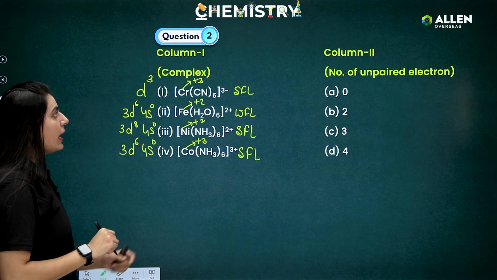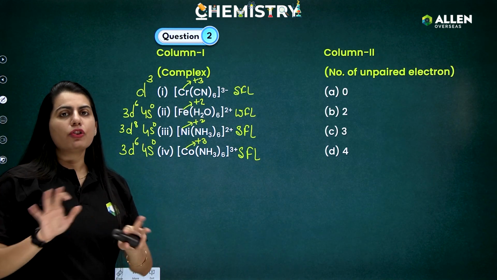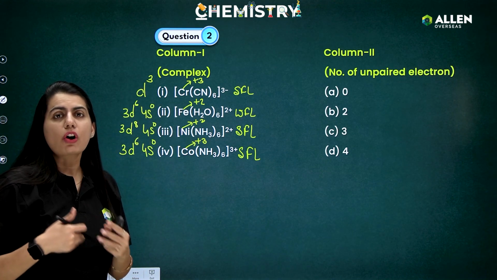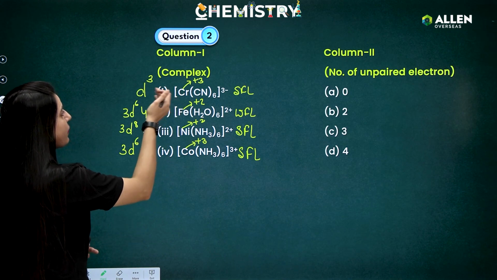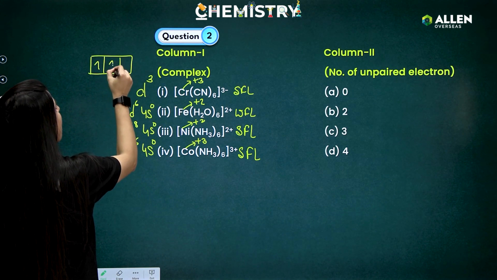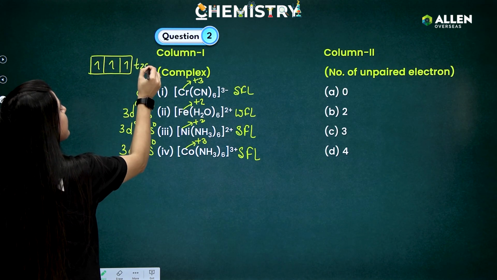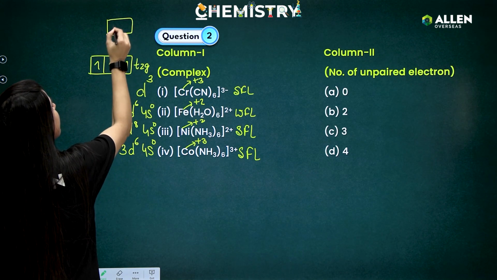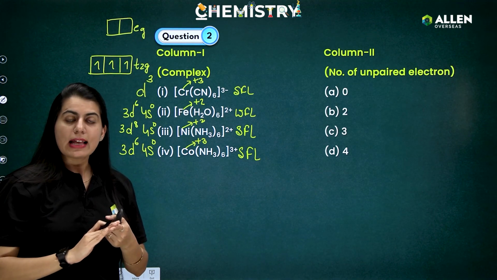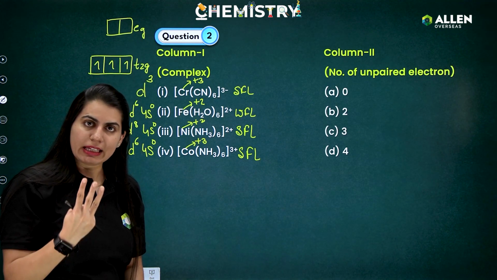3d6. Now, in the case of cyanide, I will not carry out any pairing of these 3 electrons because in an octahedral complex, these will go straight away into t2g. All these 3 electrons will go like this as they are. So, according to CFT, we'll keep in mind that these 3 electrons will go as they are. Number of unpaired electrons will be 3.